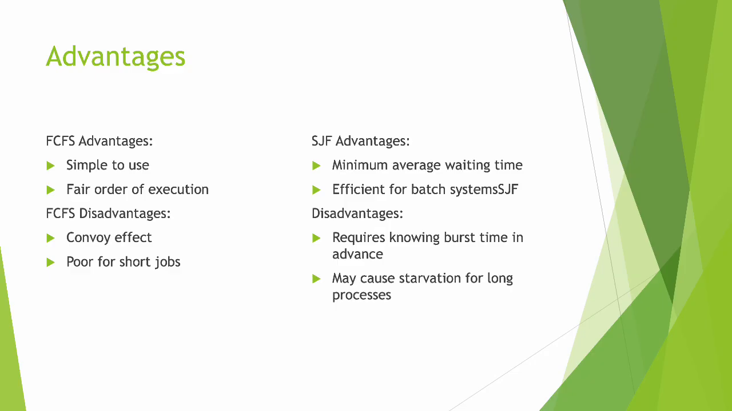Now for SJF, this one is fantastic because it's provably optimal in a very important way. It guarantees the absolute minimum average waiting time for a set of processes. You just can't get more efficient than that. This makes it incredibly effective for batch systems where you want to process a large number of jobs as quickly as possible. So you can see both have some really powerful benefits.